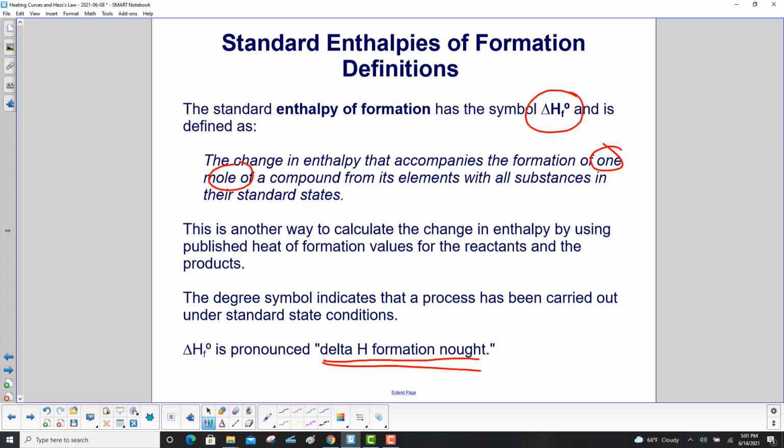of a compound from its elements with all substances in their standard states. This is another way to calculate the change in enthalpy by using published heat of formation values for the reactants and the products. The degree symbol indicates that a process has been carried out under standard state conditions. We're going to define that shortly. And once again, this is how you pronounce that, Delta H formation naught.